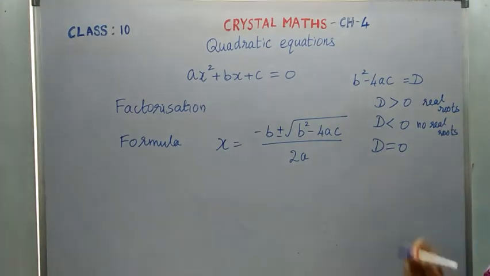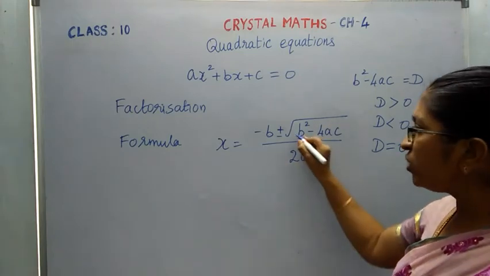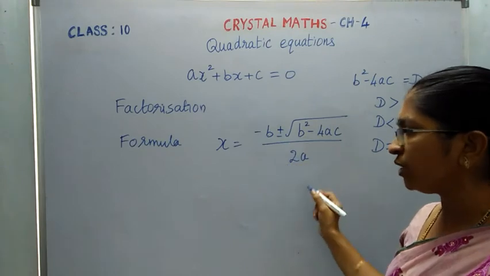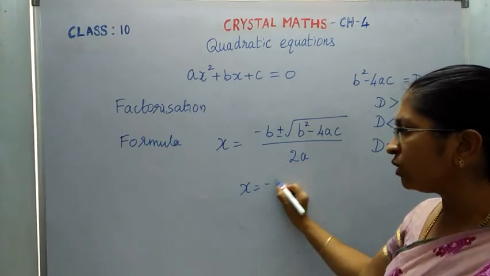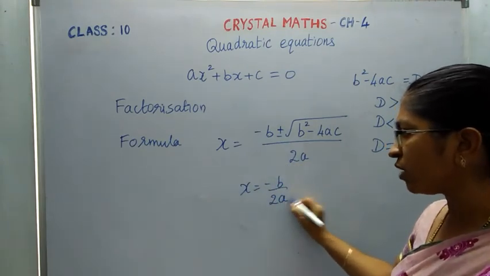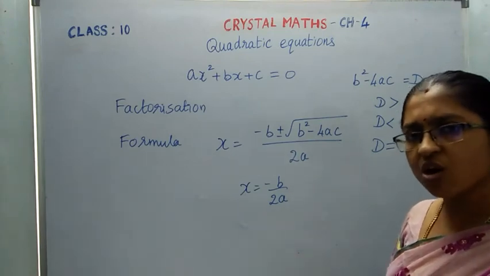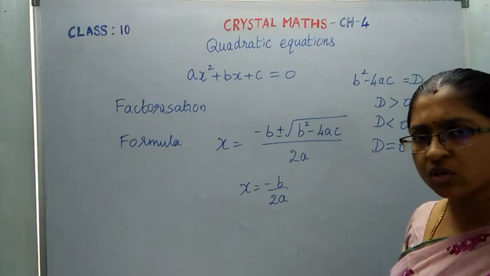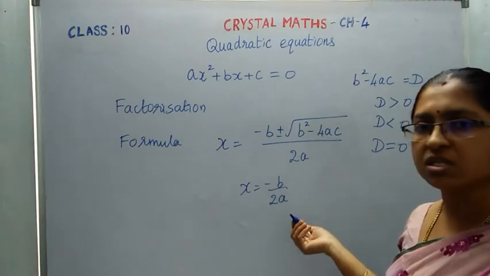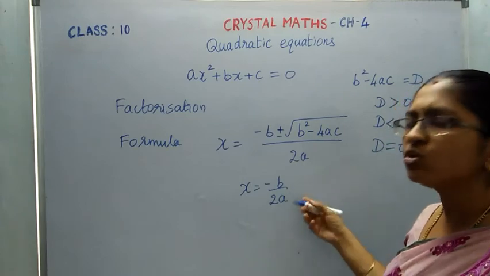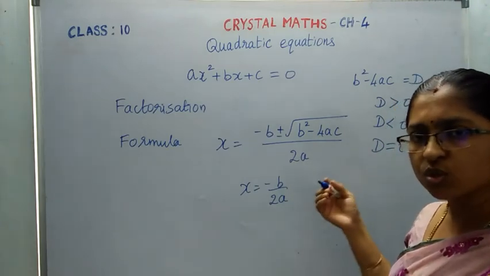Okay, next condition, equal to 0. Equal to 0 means what? If it is equal to 0, we will be left with minus b by 2a. That is, x is equal to minus b by 2a. We may think that in a quadratic equation normally we have two roots, but here only one root. What is this? No. In this case, both roots are the same.